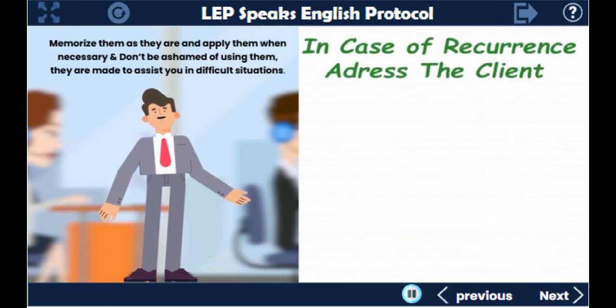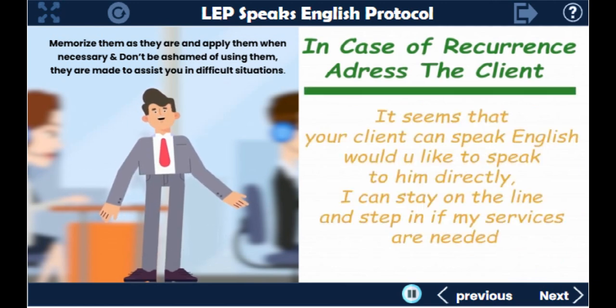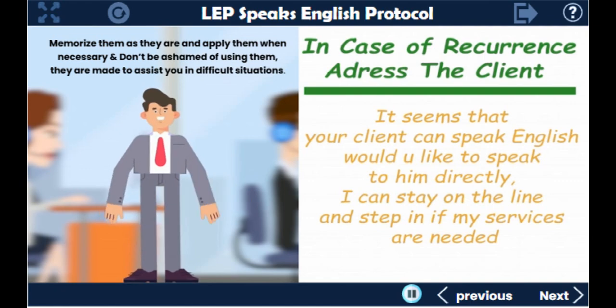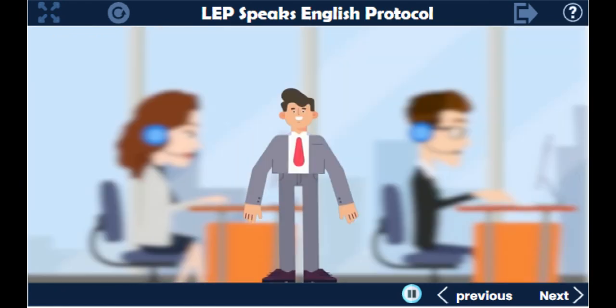After the reoccurrence of the situation, you may address the client on the third time by saying, "It seems that your client can speak English. Would you like to speak to him directly? I can stay on the line and step in if my services are needed." And wait for the client's further instructions.